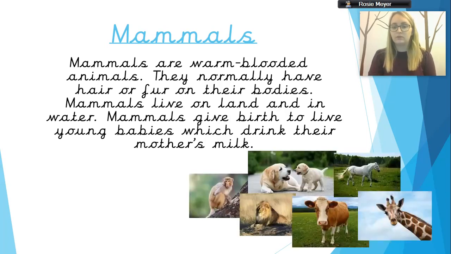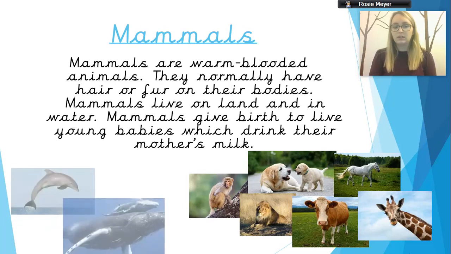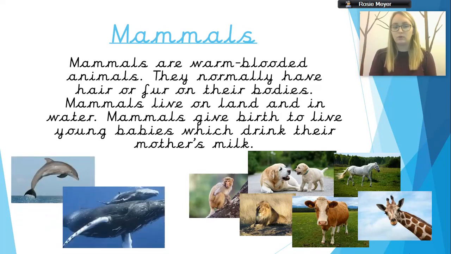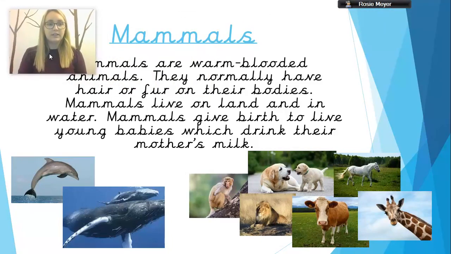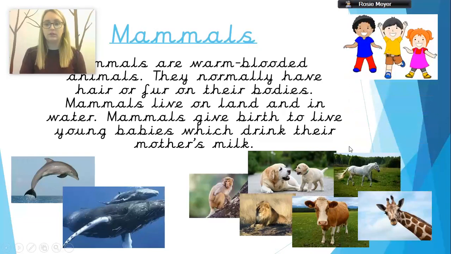So let's have a look. We've got some examples of mammals that live on land here. We've got monkeys, dogs, horses, lions, cows, and giraffes. And there's mammals that also live in the ocean. We've got dolphins and whales, which are both mammals that live in the seas. And we've also got us.